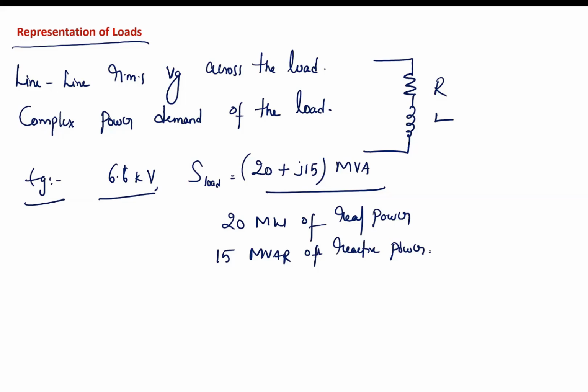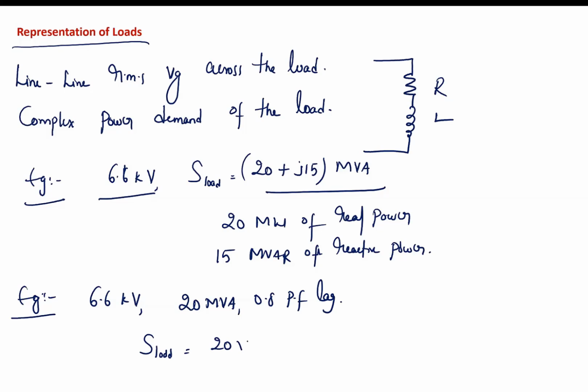In some cases, and this is the second example, they will mention the data as 6.6 kV, 20 MVA, 0.8 power factor lag. So here, once you know power factor and apparent power, you can calculate this. S load will become how much? 20 into 0.8 plus j into 20 into 0.6. This will give the complex power, which is 16 plus j12 MVA, where it is demanding 16 megawatt of real power and 12 MVAR of reactive power. This is one more representation.